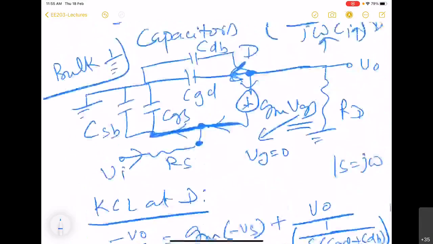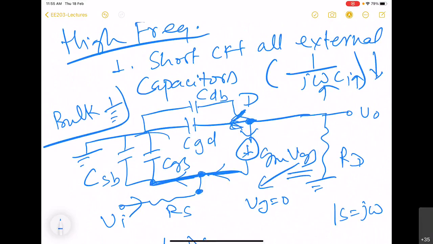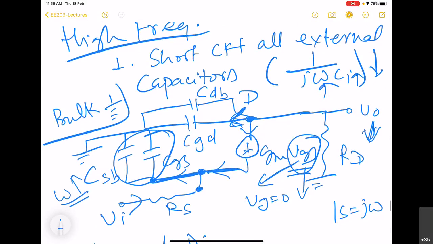And one can easily understand that this also happens because this path, which is responsible for developing the gate to source voltage, starts offering less and less impedance as omega goes up. So when omega goes up, impedance is less. That means VGS is going to be smaller. That means output voltage is going to be smaller. So the same reason is valid here also: why voltage gain should decrease with the frequency.